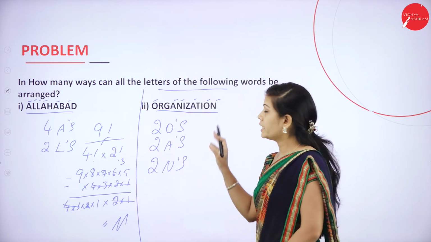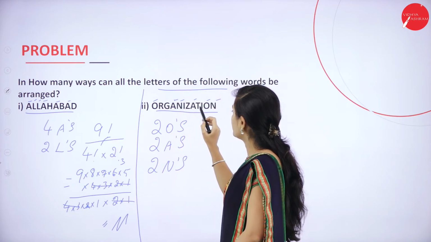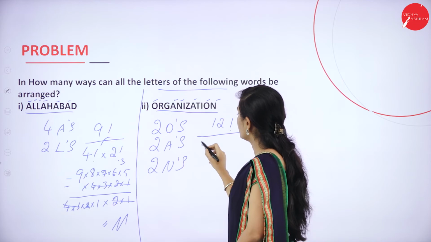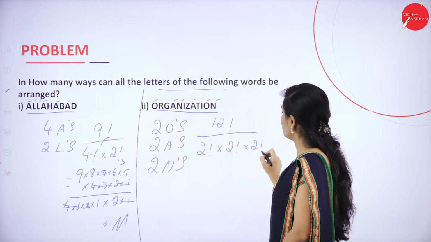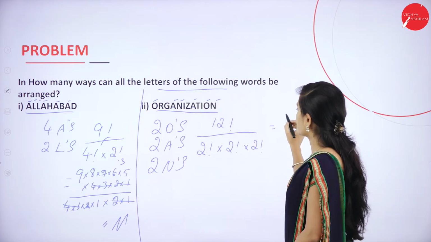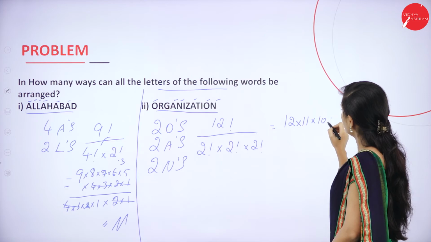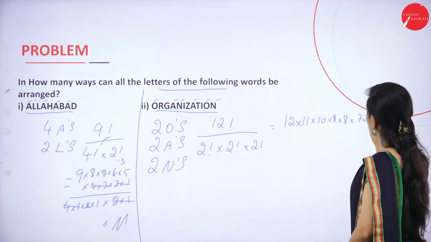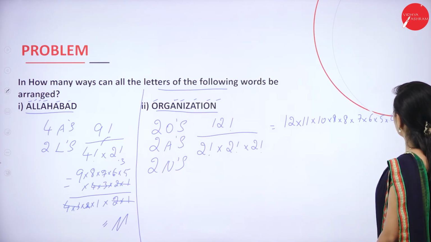So totally how many letters are there? 1, 2, 3, 4, 5, 6, 7, 8, 9, 10, 11, 12. So 12 factorial divided by 2 factorial into 2 factorial into 2 factorial. So 12 factorial means 12 into 11, 10, 9, 8, 7, 6, 5, 4, 3, 2, 1.